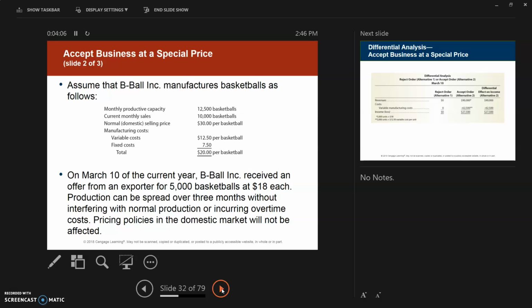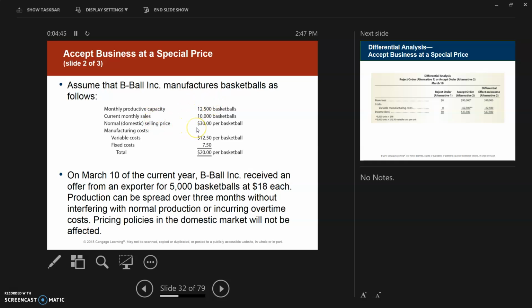Okay, there's B-Ball company that makes basketballs. Their factory has the ability to make 12,500 basketballs. That's how much their machines can make if they work at full capacity, with people on at full capacity, and they buy all the materials. That is the most they can make. Currently, they are selling 10,000 basketballs a month. So that's telling us that they still have room here. 2,500 basketballs every month they could still continue to make. They have room to do that even though they're not selling them.